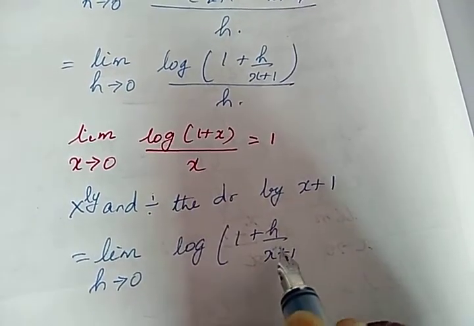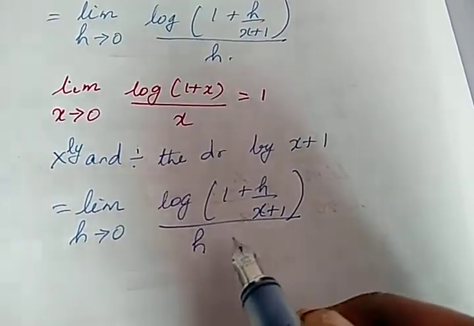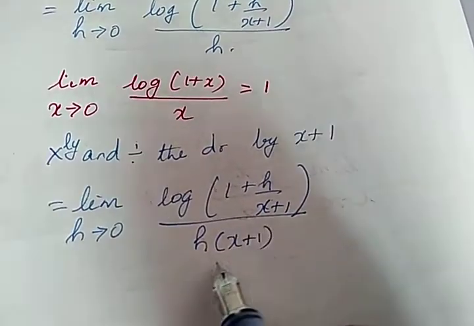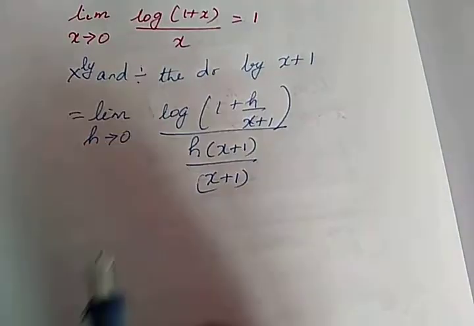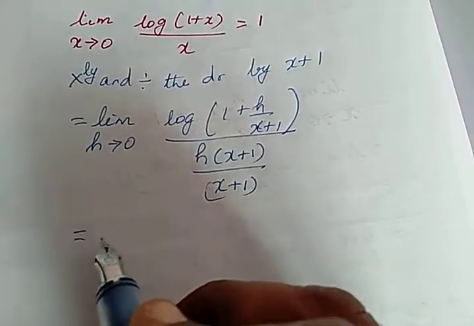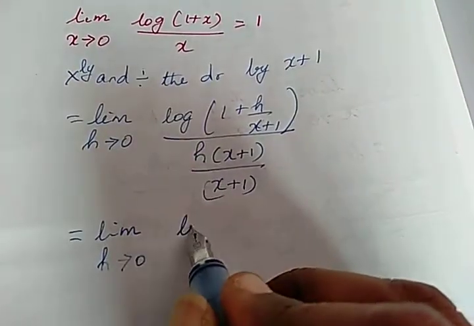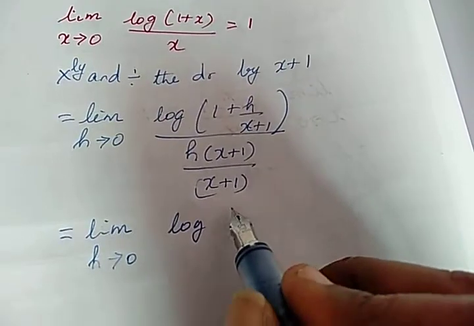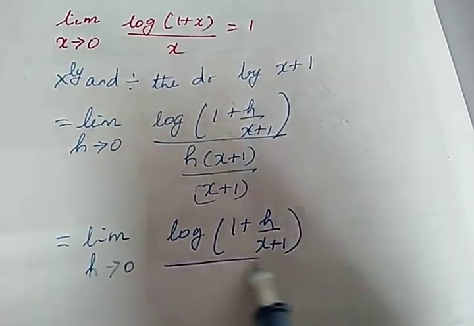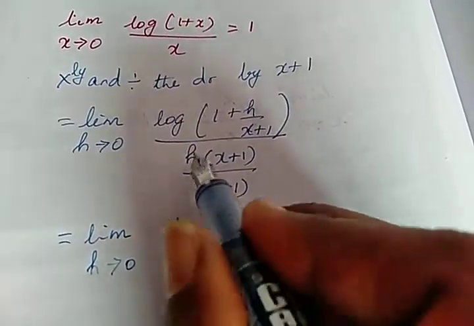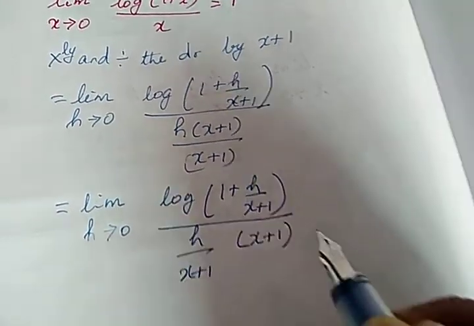by x plus 1. So I am going to multiply the denominator by x plus 1. So h into x plus 1 divided by x plus 1. If I cancel it, I am going to get back the same answer. Okay. So now see how I am going to split it. Limit h tends to 0 log, don't change the numerator, log 1 plus h by x plus 1 the whole divided by, write this alone separately, h by x plus 1 into x plus 1.